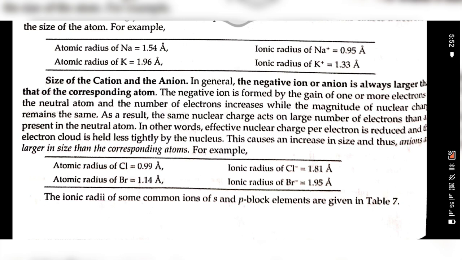Size of the anion. In general, the negative ion or anion is always larger than the corresponding atom. The negative ion is formed by the gain of one or more electrons in the neutral atom, and the number of electrons increases while the magnitude of nuclear charge remains the same. As a result, the same nuclear charge acts on a larger number of electrons than are present in the neutral atom. In other words, the effective nuclear charge per electron is reduced and the electron cloud is held less tightly by the nucleus. This causes an increase in the size, and thus anions are larger in size than the corresponding atoms. For example, the atomic radius of chlorine is 0.99 angstrom, while the ionic radius of Cl- is 1.81 angstrom.